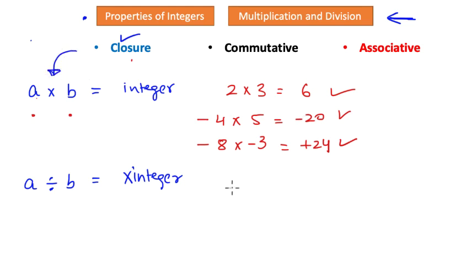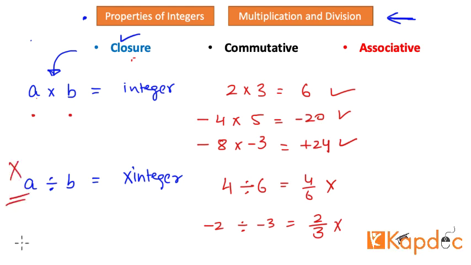But let's say I take two integers, 4, and I divide that by 6. And this results in 4 over 6, which is not an integer, it's a fraction rather, correct? If you were to take negative 2 with another integer, let's say negative 3, it will be a positive fraction, it will be 2 over 3. So these two cases are good enough for us to justify that closure does not work on division, right? So this is not applicable.